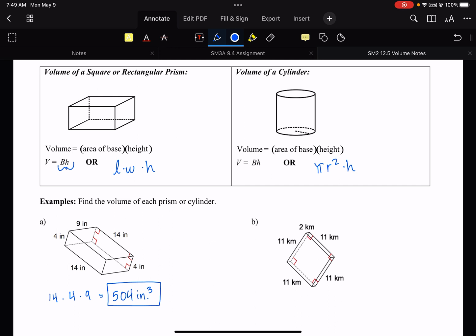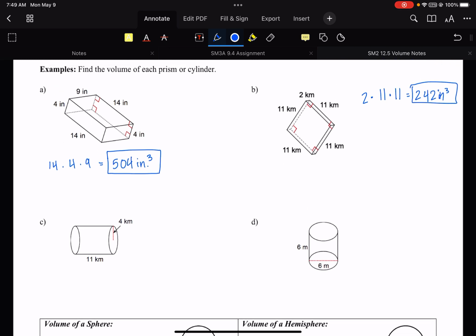Okay, so the next one. We're going to multiply the length times the width times the height. So 2 times 11 times 11. We are going to get 242 cubic inches.